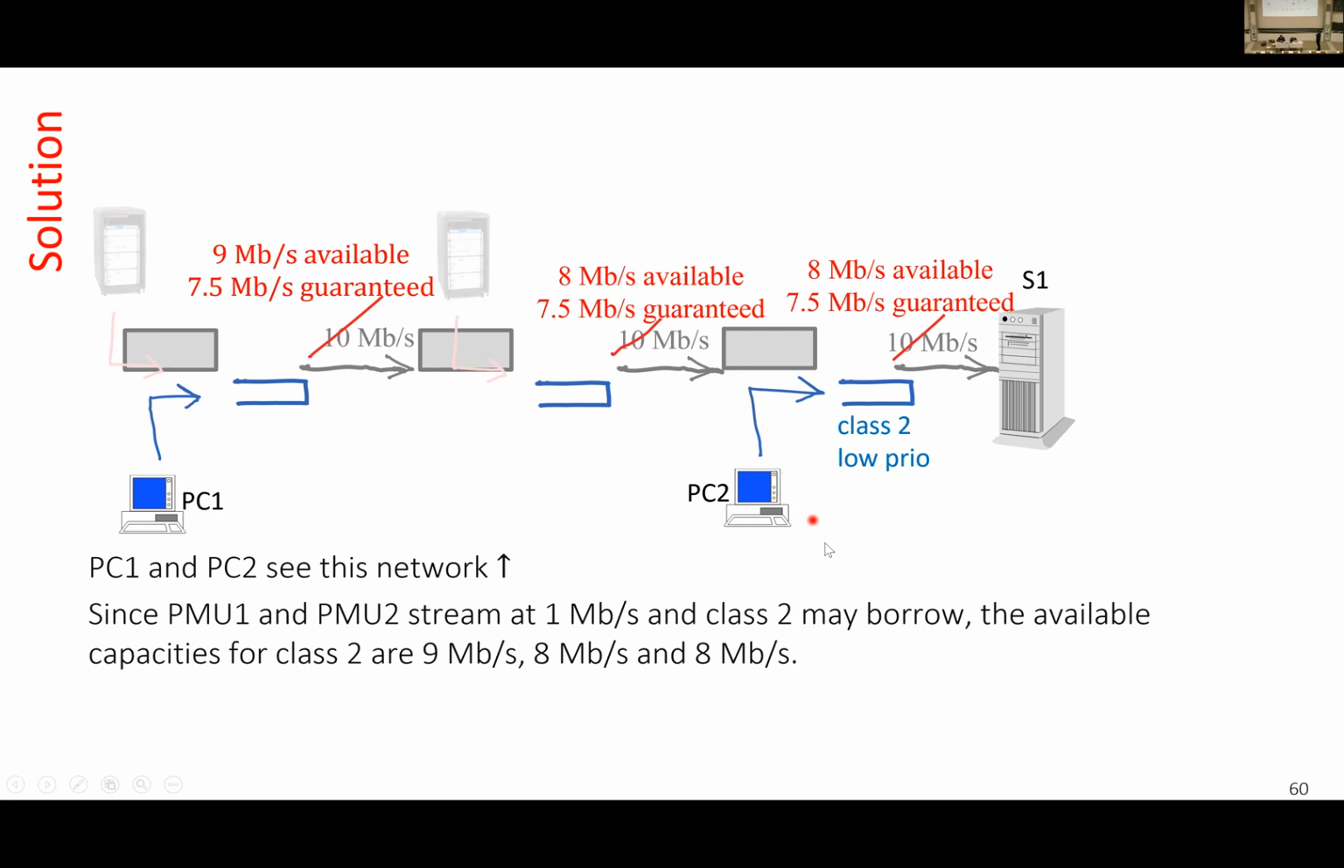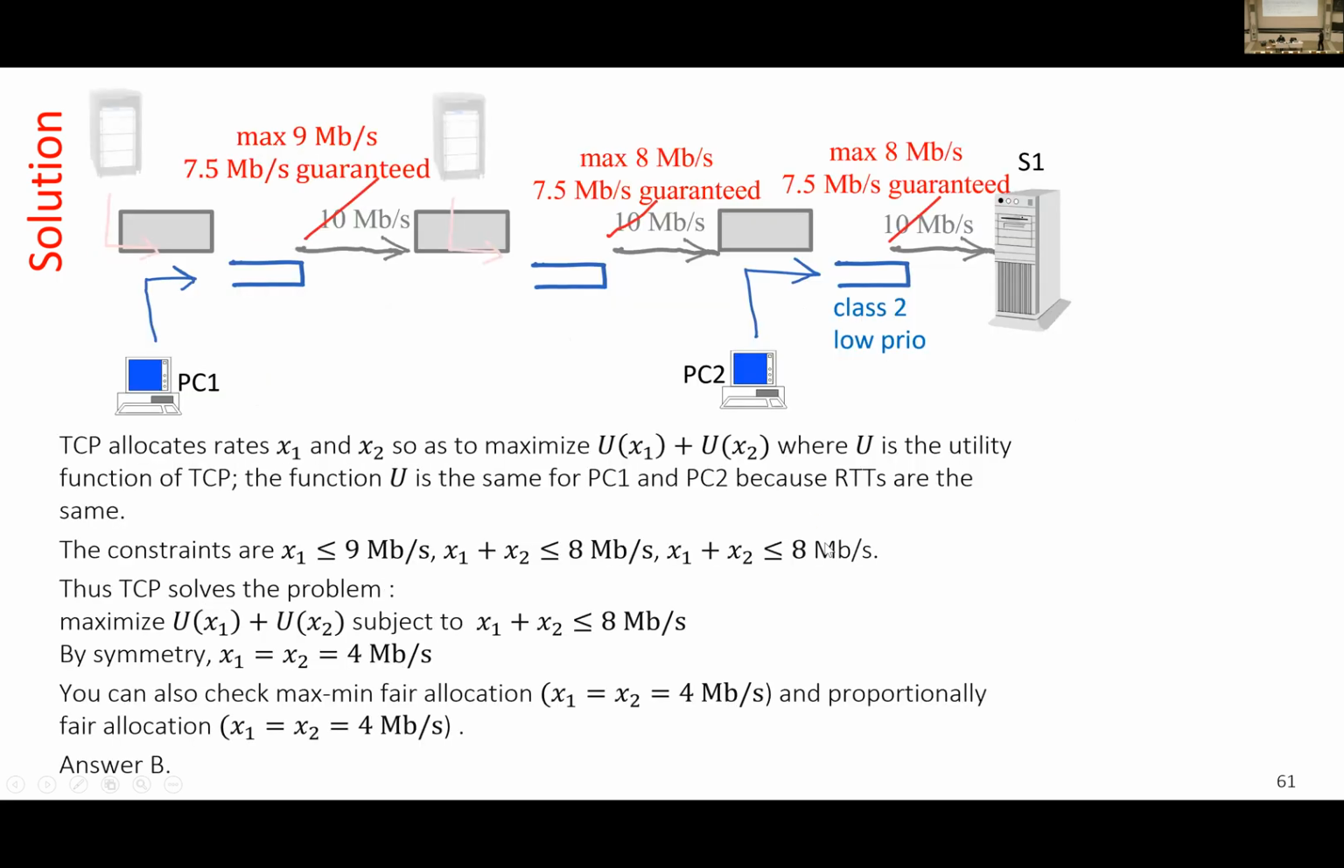Because their round trips are the same, we can do several things. We can check the maximum fair allocation and the proportionally fair allocation. We see that they give the same, since TCP is in between. Or you cast that as a utility maximization problem. You need to maximize the sum of the utilities subject to the constraints. Those are the 3 constraints. They're all equivalent to this.